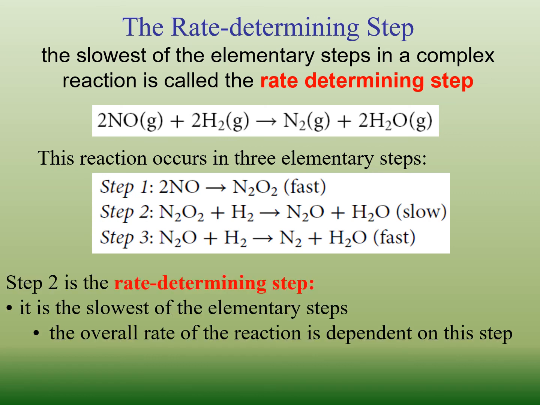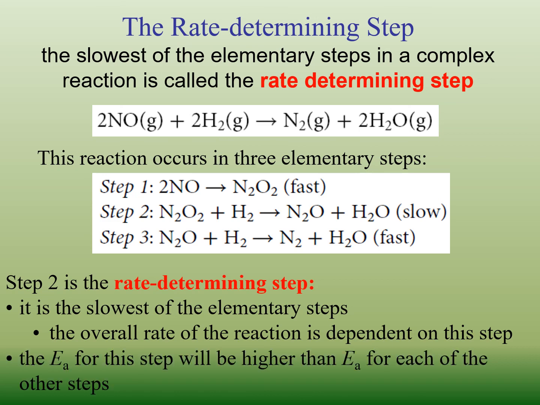Step 2 is the rate determining step because it is the slowest of the elementary steps, and the overall rate of the reaction is dependent on this step. In other words, the activation energy for this step will be higher than the activation energy for each of the other steps. What does this look like on a potential energy graph?